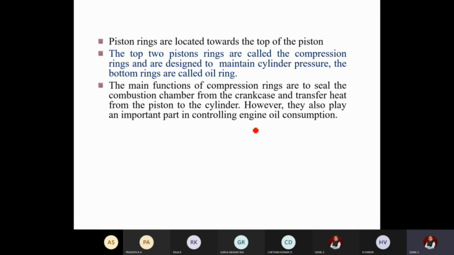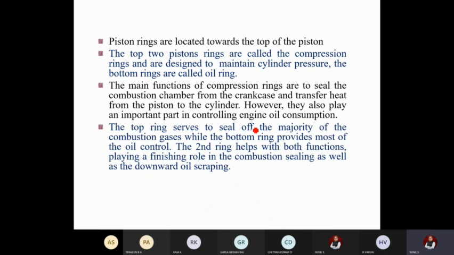The main function of the compression ring is to seal the combustion chamber gases. As I told you, if these rings get worn out, when you accelerate the vehicle, you can see black smoke. Then you have to refurbish the engine. The main function of these rings is to seal the combustion chamber from the crankcase and transfer heat from piston to cylinder only. They also play a role in controlling the engine oil consumption.